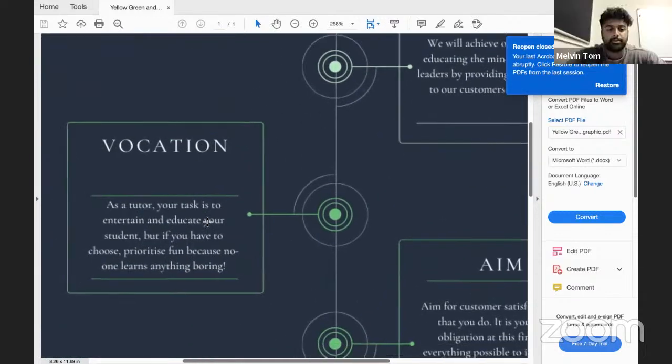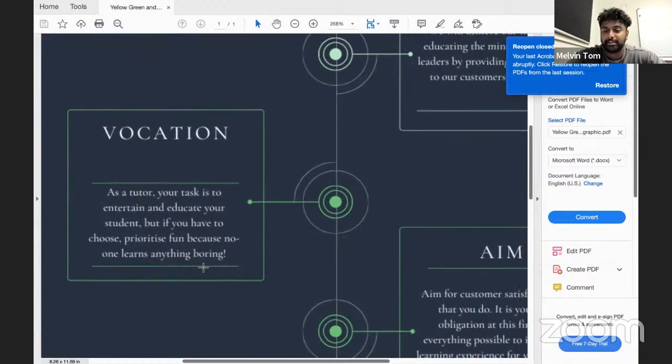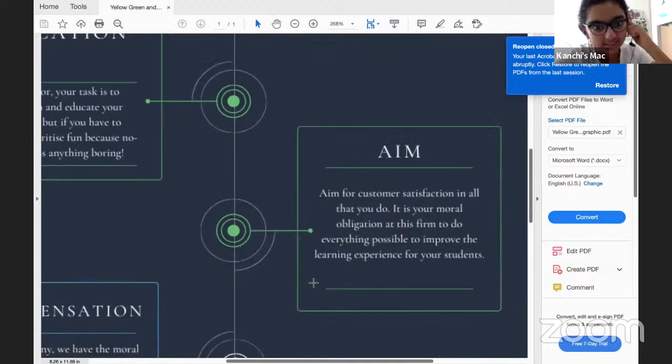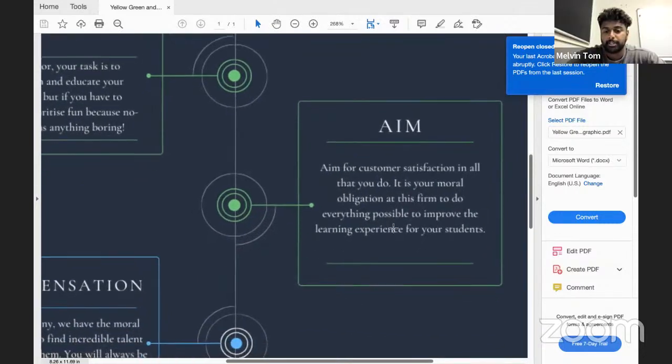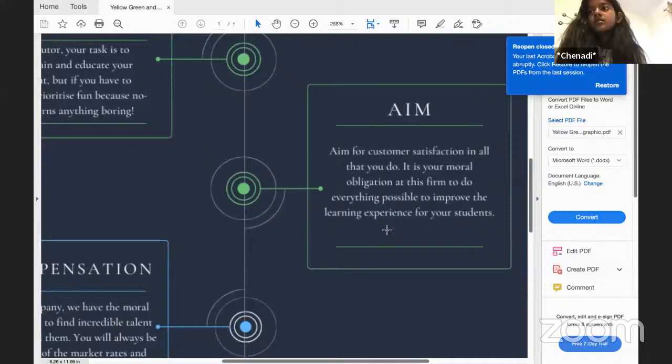Vocation. So what does a tutor do? As a tutor, your job is to entertain and educate your student. But if you have to choose, prioritize fun because no one learns anything boring. True. Aim for customer satisfaction in everything you do. It is your moral obligation at this firm to do everything possible to improve the learning experience of your students.